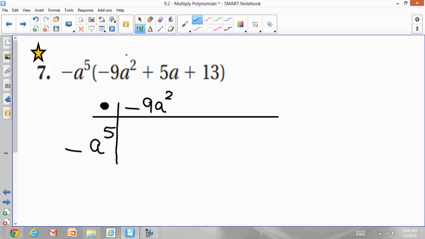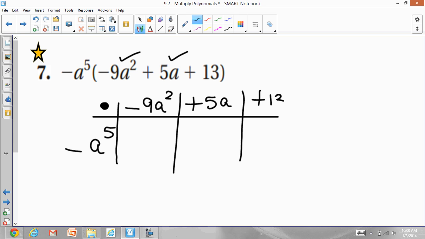So now everything inside the parentheses, I'm going to break it apart. 9a squared is one term. Positive 5a is another term. Positive 13 is another term. Now the one thing you have to understand is you have to bring the signs along with it. So now you're multiplying negative a to the 5 with each of these terms.